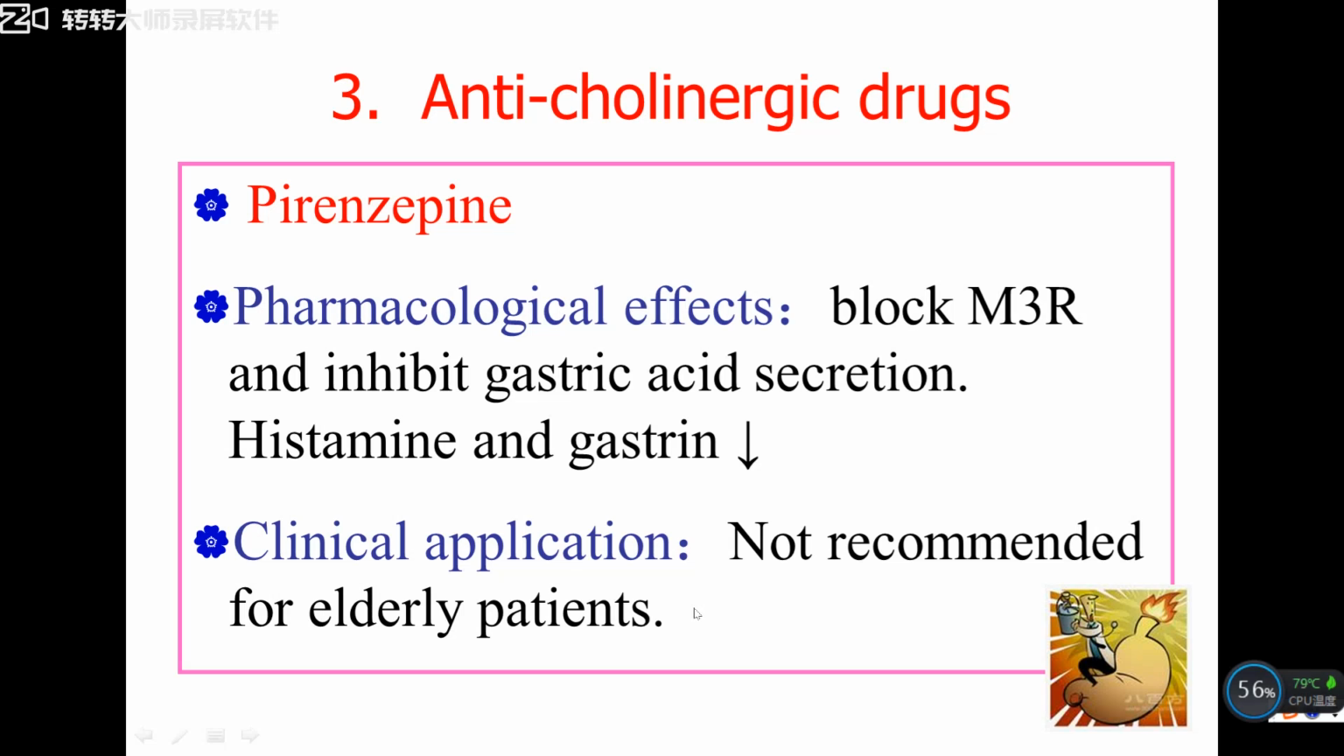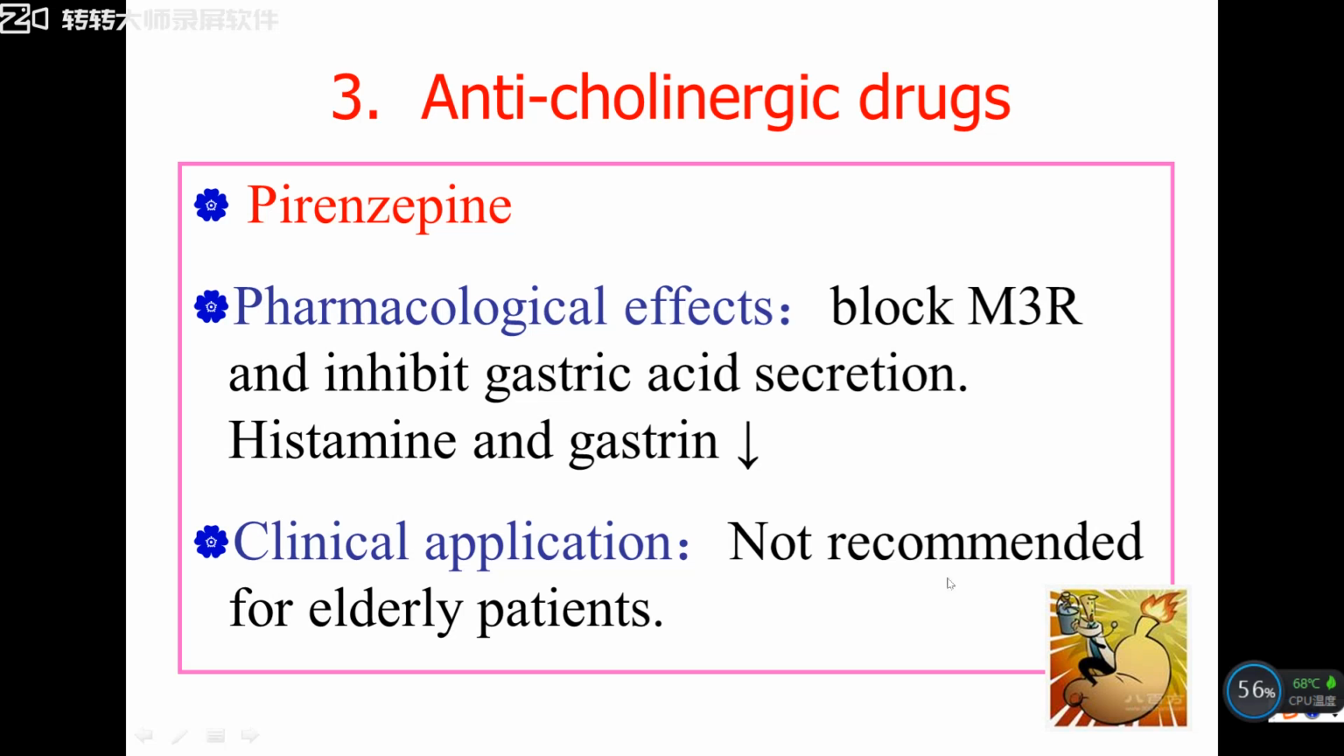So we use cimetidine or we use omeprazole. Cimetidine is cheaper than omeprazole, so cimetidine or famotidine is widely used. And some patients will use omeprazole. This one, the M receptor blocker, can be used to treat gastric ulcer, but not as the first line agent.